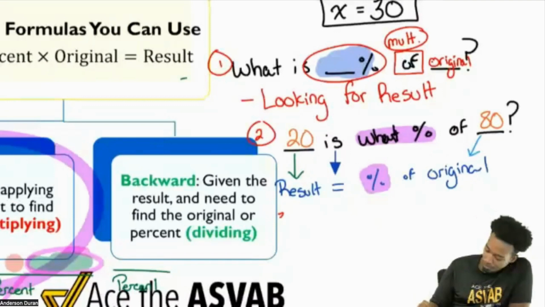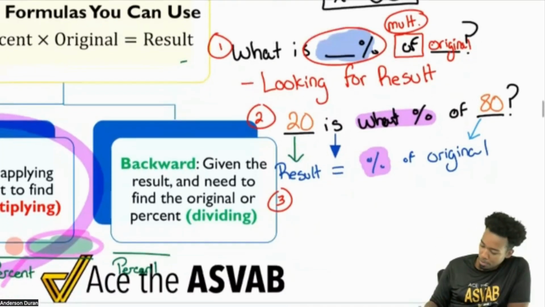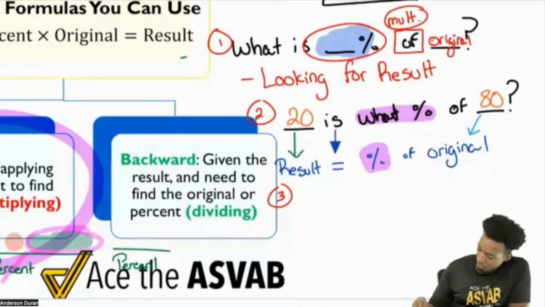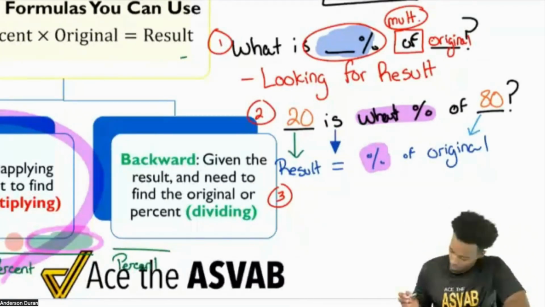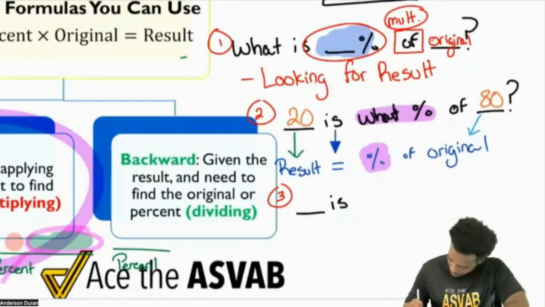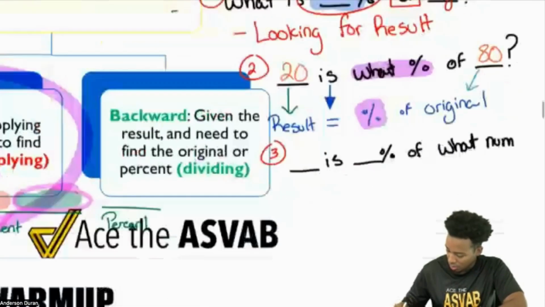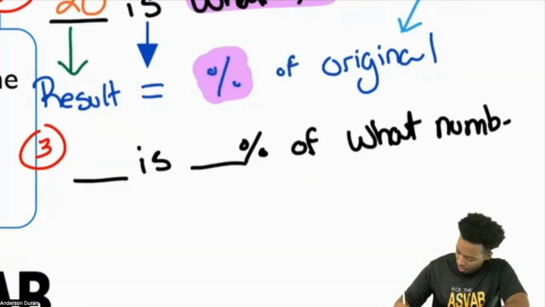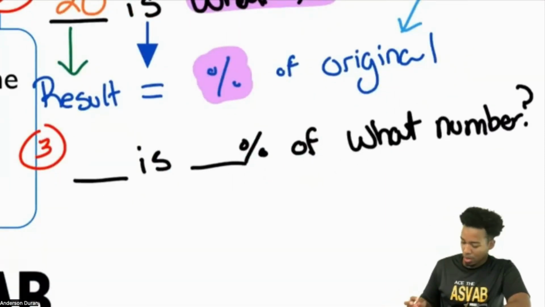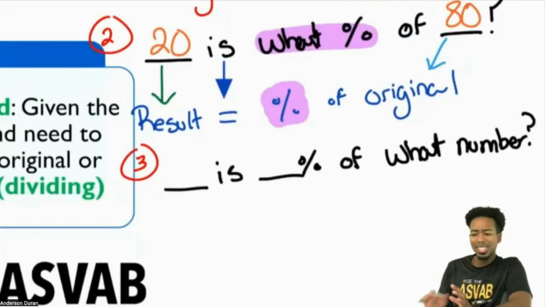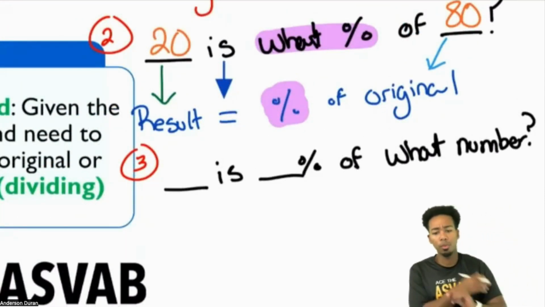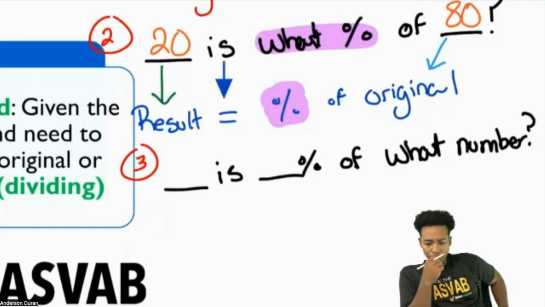And number 3, and these are the common ones, you could say that blank is blank percent of what number. This is the most common one that you'll see, especially when they're trying to trick you and get you off your feet here. So here, just doing the same thing that we did. For sure, Glenda, I got you. Give me one moment. So let's just think about this one more time again.